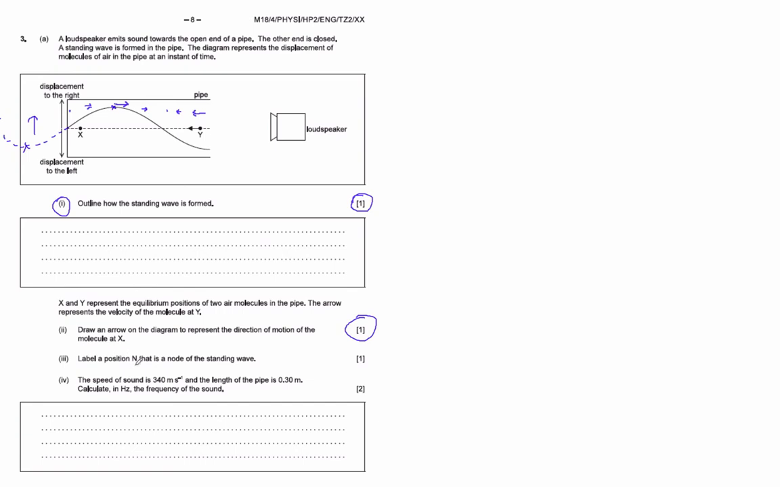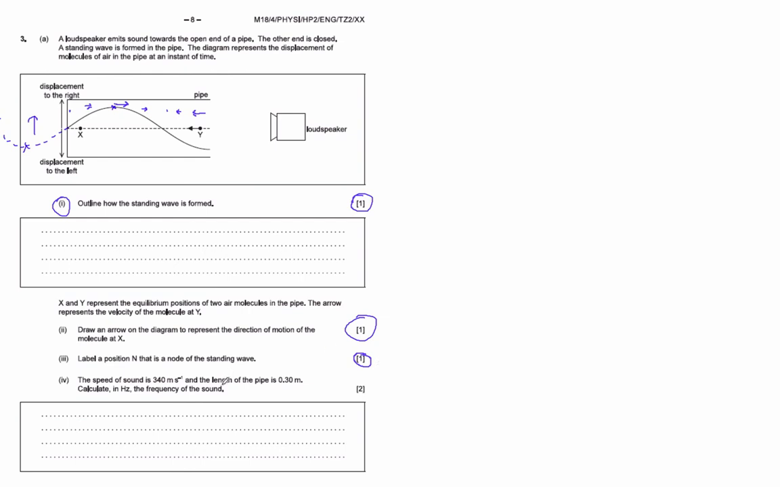Okay, label a position N that is a node of the standing wave. There really are two nodes here. Remember, a node is where it's not moving, okay? But they only label one of them as the node of the standing wave. So see if you can figure it out. Remember, a node is where it's not moving. Antinodes are where it's moving a lot.